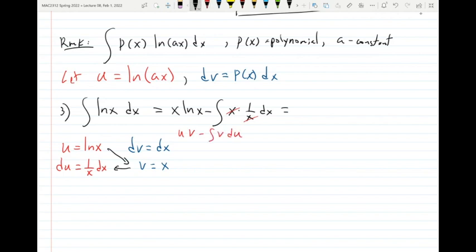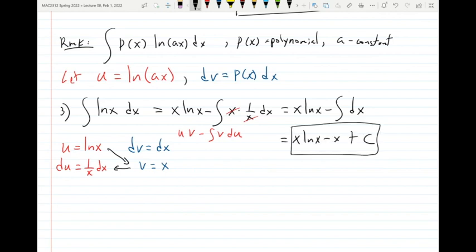Okay. So the x's cancel out, and you get x ln of x minus the integral of dx. And what's the integral of dx? x. All right. We just did it there, right? So this is x ln of x minus x. That's your antiderivative for the natural log function. x ln of x minus x. Or if you want, x times ln x minus 1. Right? Okay. Questions?